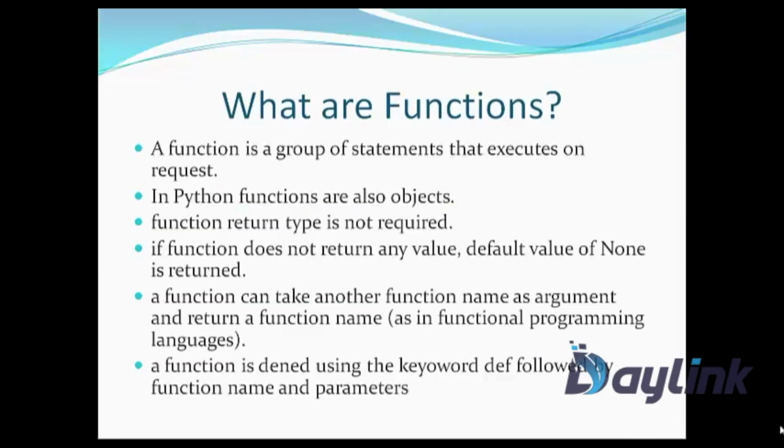First of all, we see what are functions. A function is a group of statements that executes on request. In Python, functions are also objects. Function return type is not required. If a function does not return any value, the default value of None is returned. A function can take another function name as argument and return a function name, as in functional programming languages. A function is defined using the keyword def followed by function name and parameters.